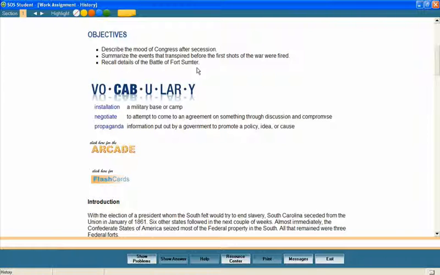Most lessons also include a list of vocabulary words that will be used throughout the lesson. We've included review and reinforcement activities to encourage mastery of these important words. For example, students can hear the correct pronunciation of each word.